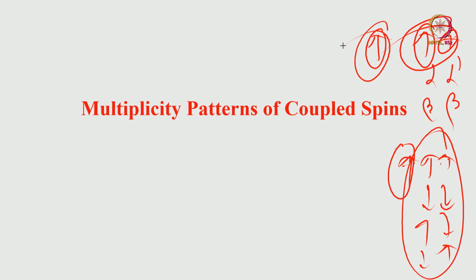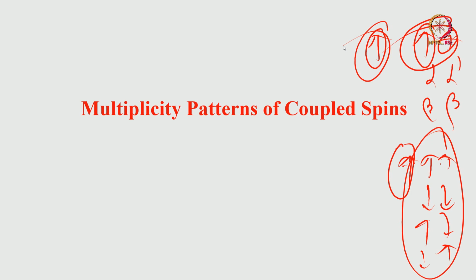Then what will happen? 1 will become 2; here 1 became 2 because of 2 states. Now there are 4 possible orientations, so it will become a 4 line pattern. If it is coupled to 3 protons, then you have 8 possible spin states, and it will become 8 lines. That is how the splitting keeps going.